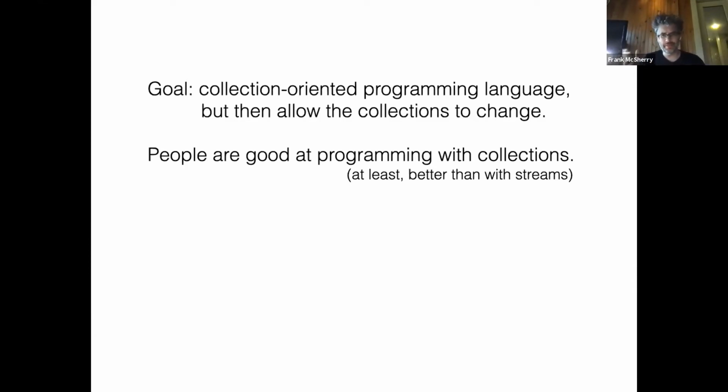Because people are just really bad at thinking about writing programs against data that change. It's much easier to think about writing a program against a static collection of data and then let the system handle what to do when the data itself change. So it's the intended experience across all systems, to be honest.